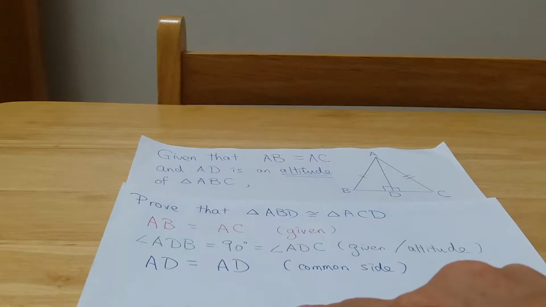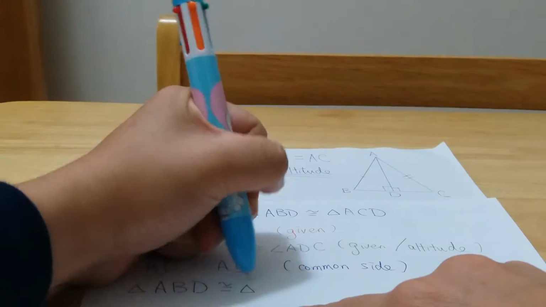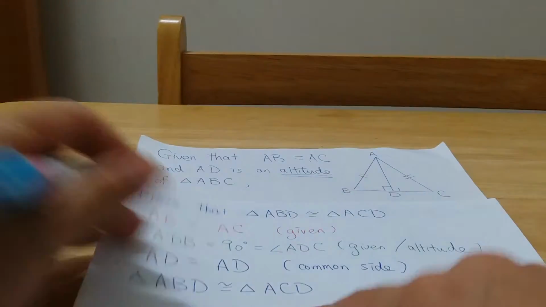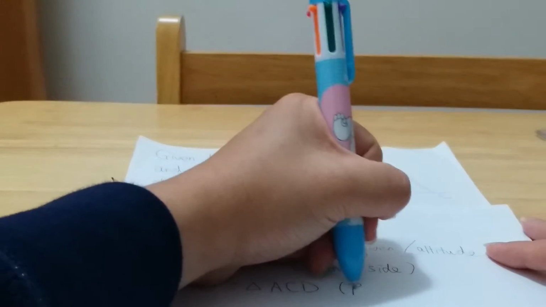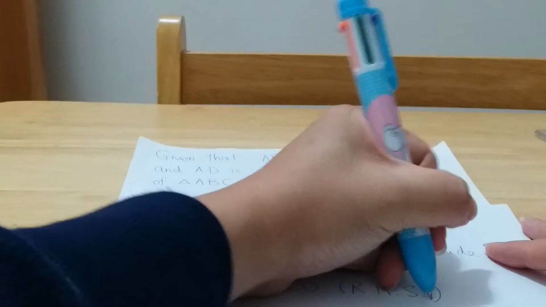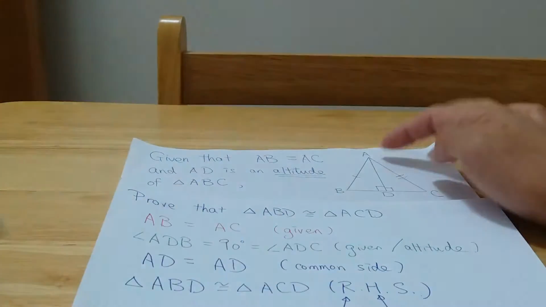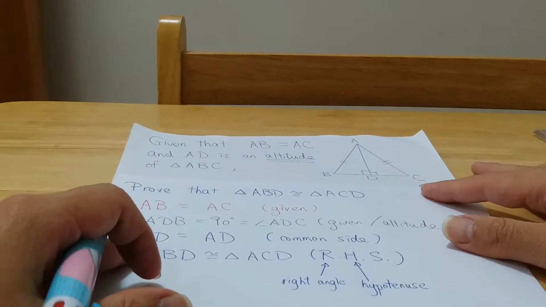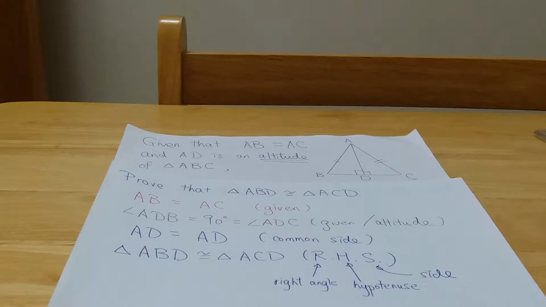Next step, we're going to use triangle ABD is congruent to triangle ACD. What's that? Right angle, hypotenuse, and the last side, that is RHS. Okay, the R stands for right angle. H stands for hypotenuse. That means the longest side in the triangle. And also the last one is called side. Okay, we have RHS. So first of all, we prove the triangles are congruent.